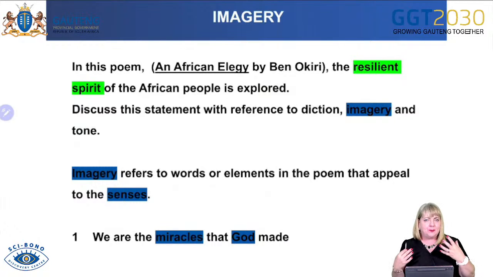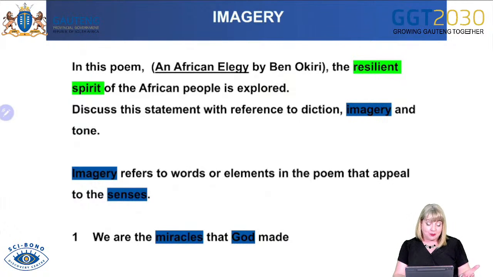So if there's anything in the poem that encourages you to see a picture or feel a certain sensation, hotness or coldness, or even that talks about certain smells or certain tastes, all of that imagery is working on the senses. So let's look if we can find some words or phrases that create images, and not only that, create images that remind us that the people are resilient, their spirit, what's inside them is resilient.